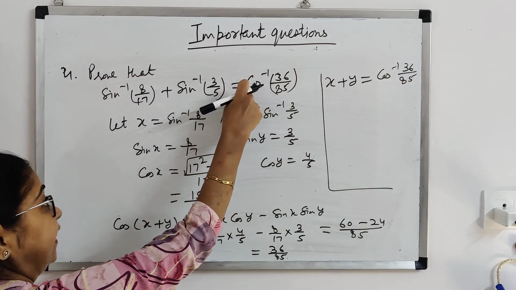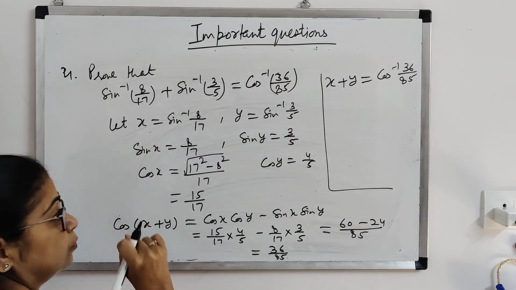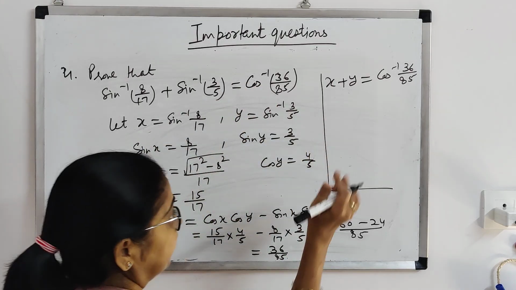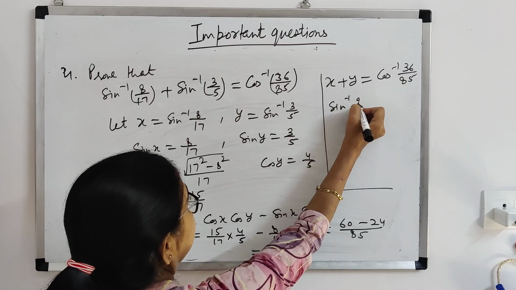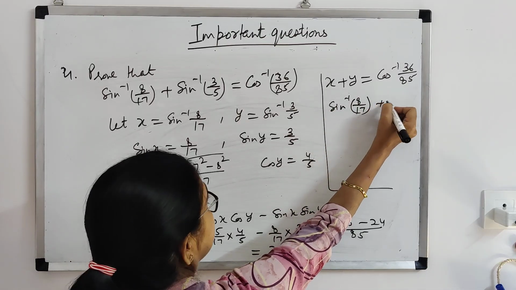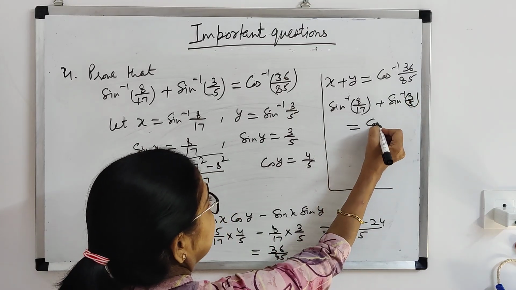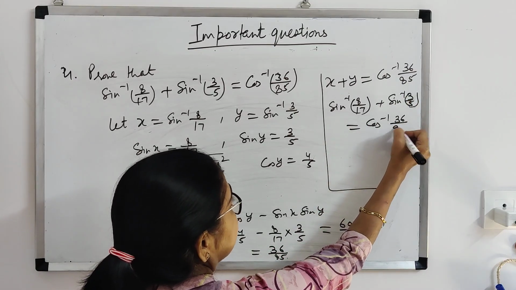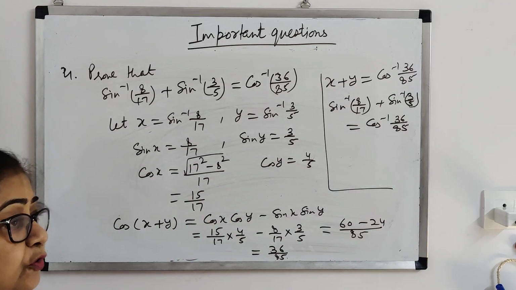If they ask for tan, we use the formula of tan. If they ask for sine, we use the formula of sine. This question can be asked in many ways. So sine inverse 8 by 17 plus sine inverse 3 by 5 is equal to cos inverse 36 by 85. So this is the last question for today.